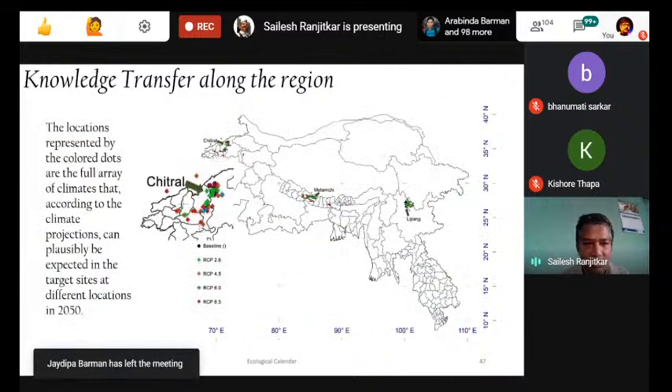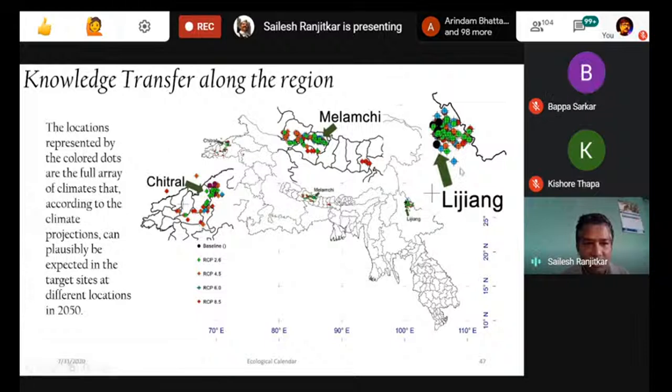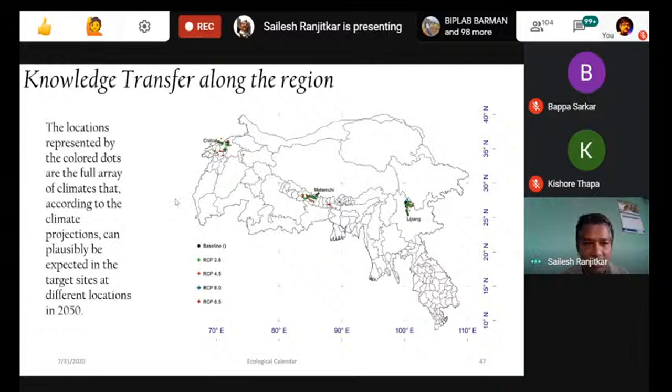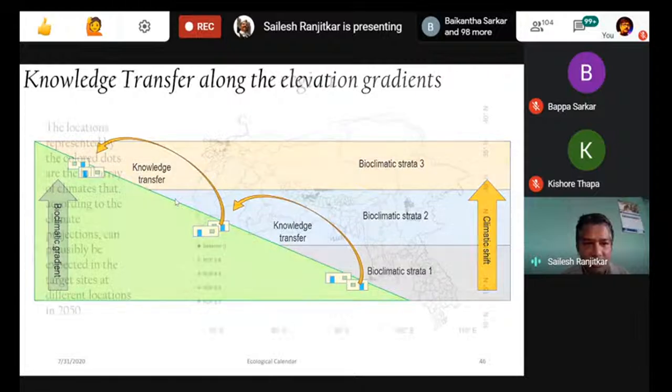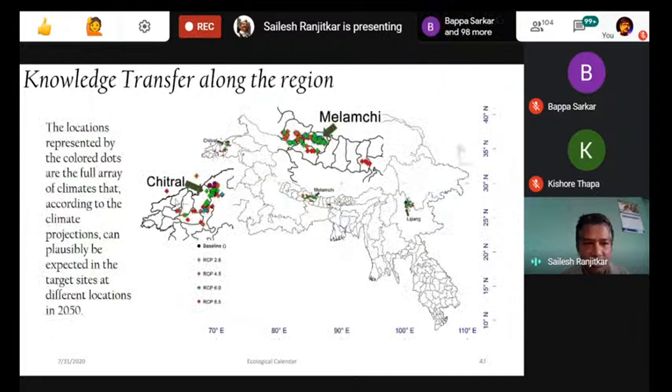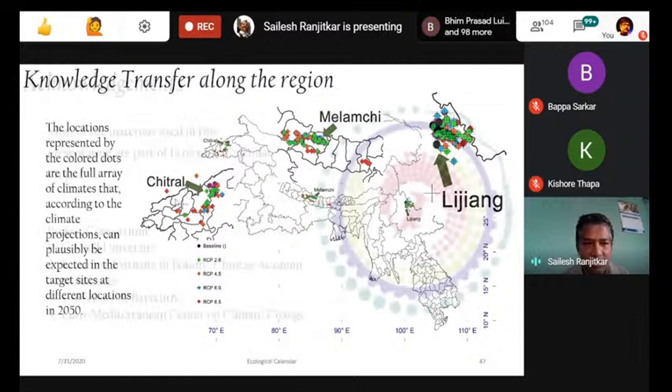The second information that we can provide across regions is that information from one region could be really useful in another region, or even across the same area. That is very important, as we saw from this climate analog analysis. So we put two components here: knowledge transfer across the elevation gradient and knowledge transfer across the region. That is very important for adaptation planning from developing or reconstructing the ecological calendar. That's why it is important here.